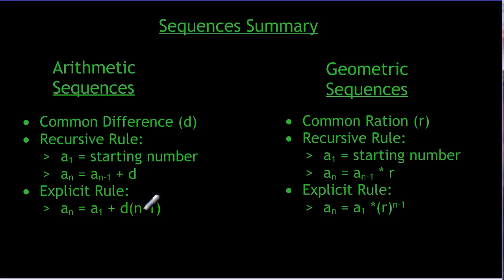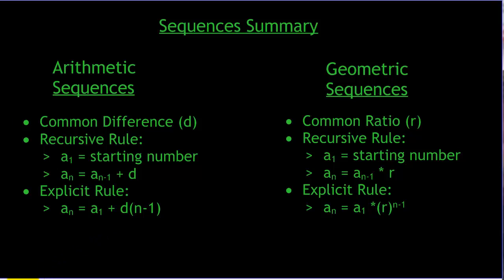And this was our formula for getting an explicit rule. Again, d is our common difference. Geometric sequences, there's a typo here. This should be a common ratio here. Let me see if I can get rid of that. So common ratio. And the recursive rule, again, we have to prime it with the starting number, and then we take the previous number and multiply by our common ratio, and an exponential function for finding the explicit rule.